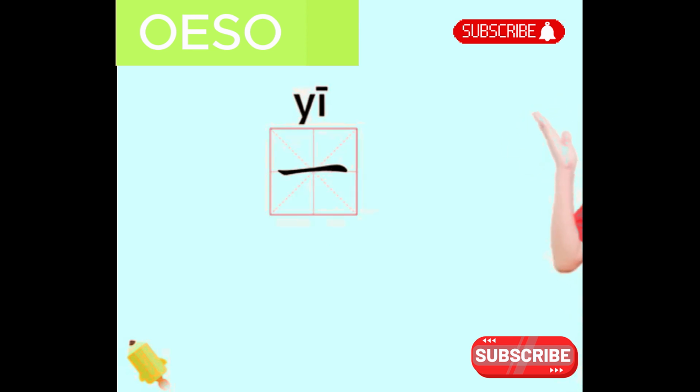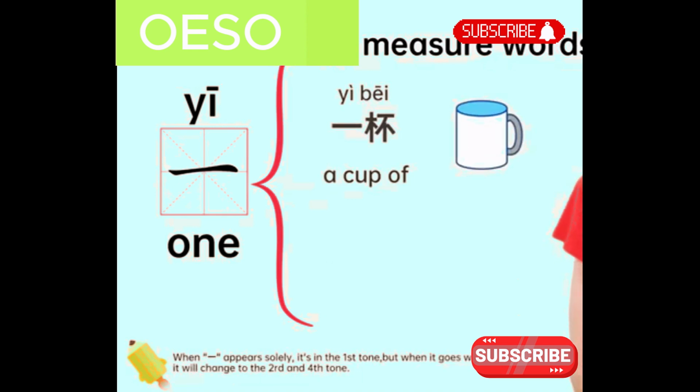一, the easiest word in Chinese. It means one. We always use it with measure words. 一杯, a cup of. 一双, a pair of.